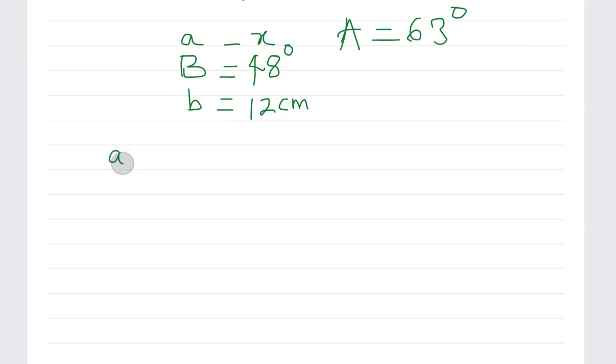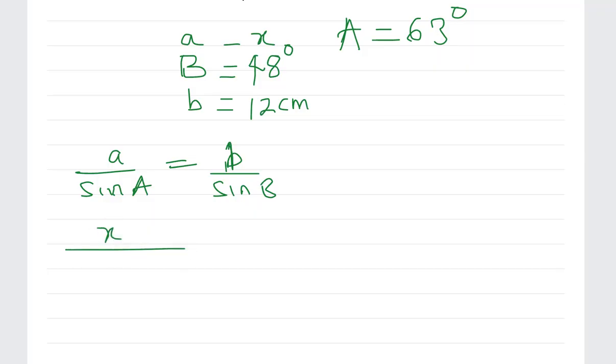So solving it, I have a over sine A equal to b over sine B. That will give us: a is x, over sine 63 degrees, equal to b, which is 12, over sine B, which is sine 48.